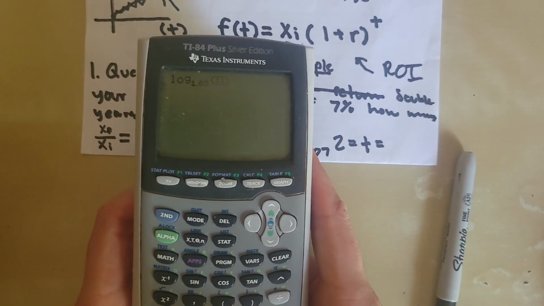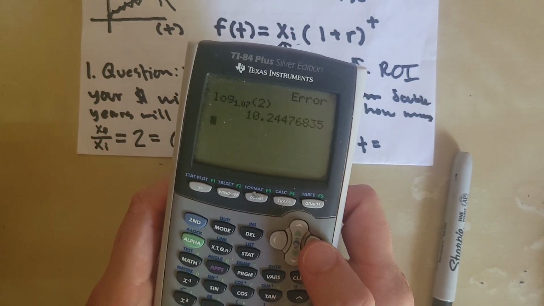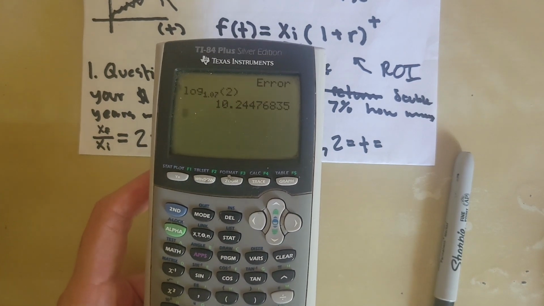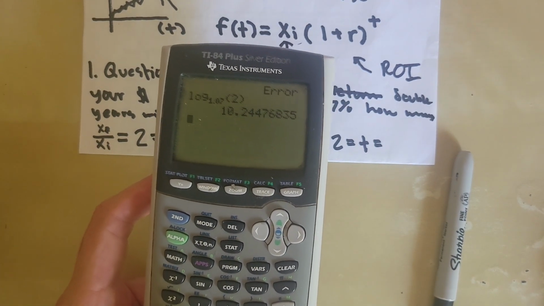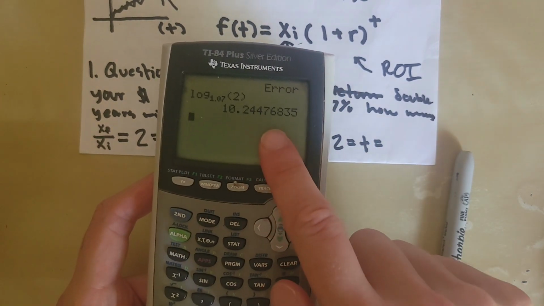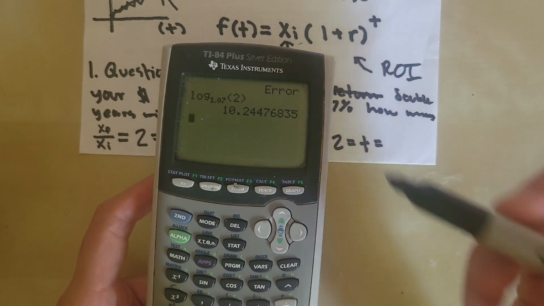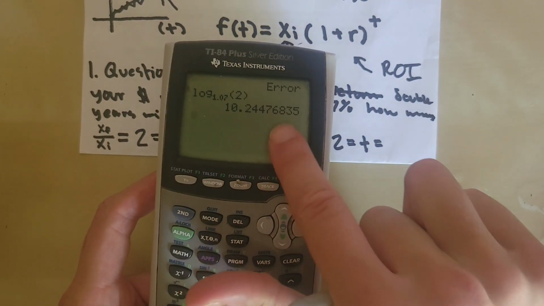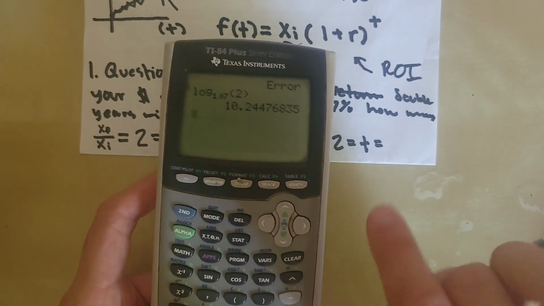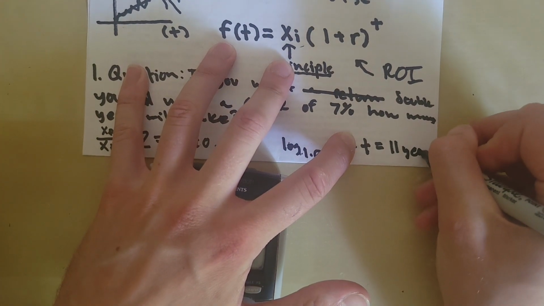Log base 1.07 of 2. So it's going to take 10 years. If you have a growth rate of 7% in the market, it will take around 10 years to double your money. Notice that if this question is asking in years, we can't express years in fractions, so you would round up. You would say this takes at least 11 years to double my money in the market. So t equals 11 years.